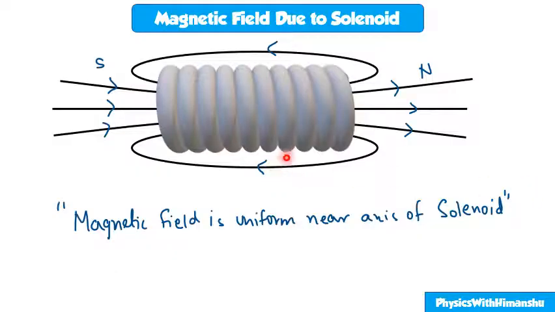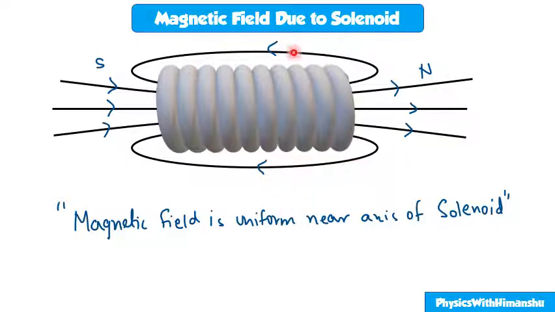Now, how will the magnetic field lines look for a solenoid? A solenoid is basically like a bar magnet. On one side there is south pole and on another side there is north pole. These are the magnetic field lines due to solenoid. Near the center of solenoid the lines will be straight, and as you move away from the axis the magnetic field lines will be curved. But remember this line, that magnetic field is uniform near axis of solenoid. If you connect a solenoid with a battery, then current will flow in the solenoid and it will generate a uniform magnetic field near axis of solenoid.